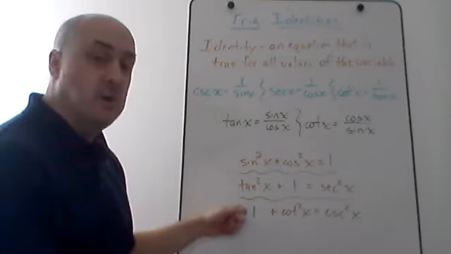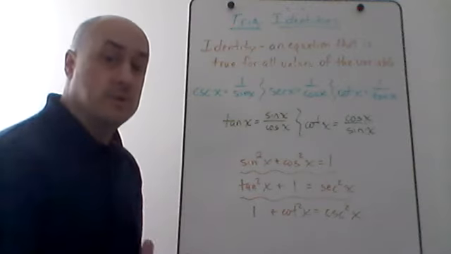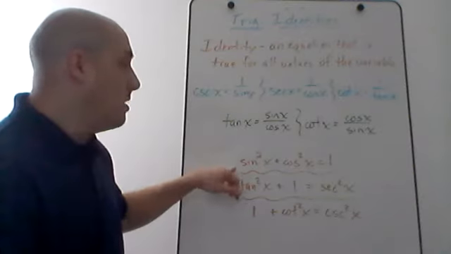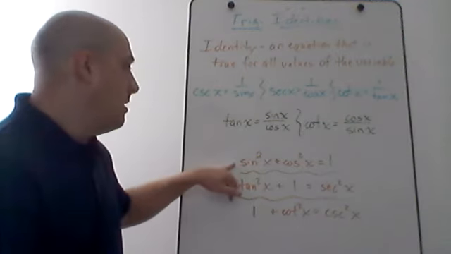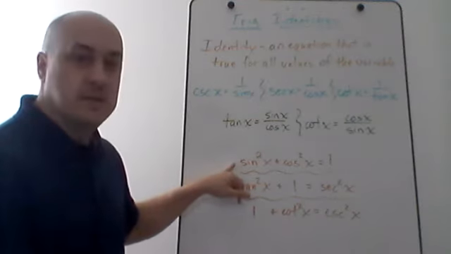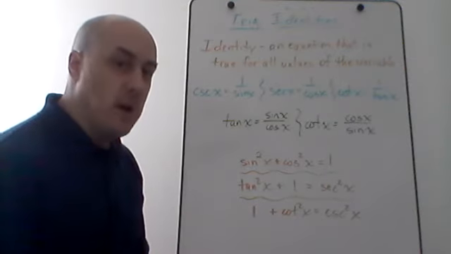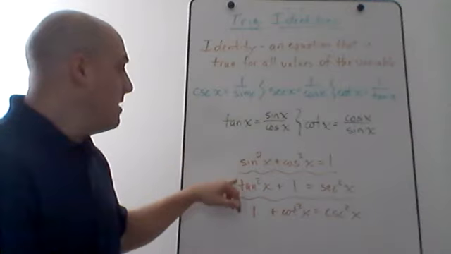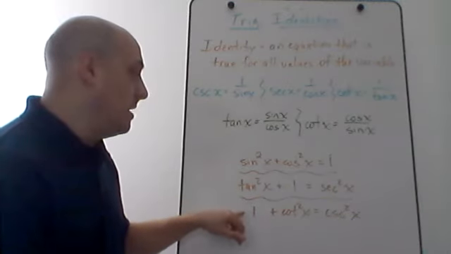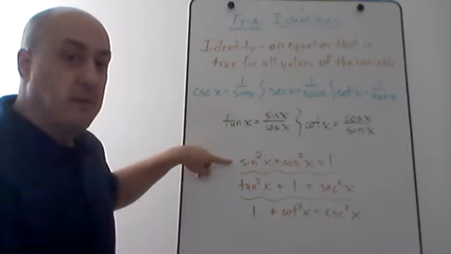We also use these ones fairly often when we're doing those same types of problems. These are what we call the Pythagorean identities. So sine squared x plus cosine squared x equals 1. That's the major one that you need to be aware of. And then the other two Pythagorean identities spring directly from that first one.